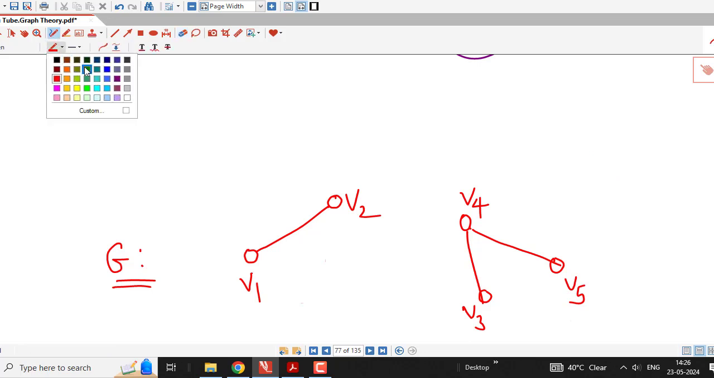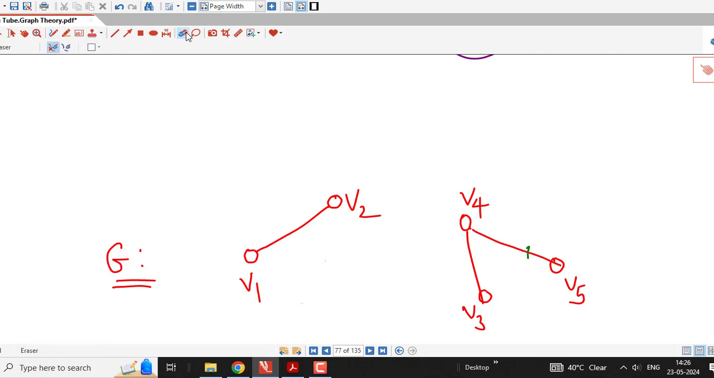In that case, if after removing a vertex and all edges incident with that vertex, the number of connected components is more than in the original graph, then that vertex is called a cut vertex. Suppose I consider vertex V5 here.